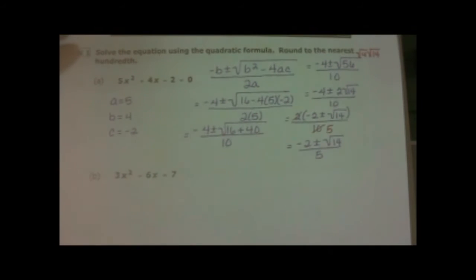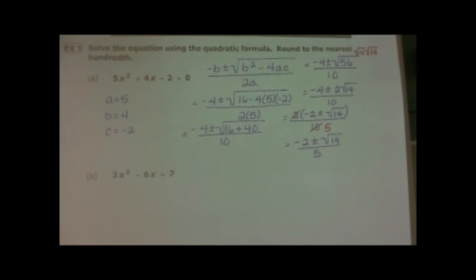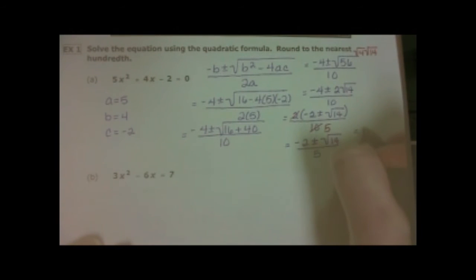Now, I've got to put this in my calculator twice to get my decimal answer. So I've got -2 plus the square root of 14. I'm going to click enter or equals, and then divided by 5. And that's going to give me 0.35. And I can do this again with minus, and I've got -2 minus the square root of 14 equals, and then divided by 5, and I get -1.15.